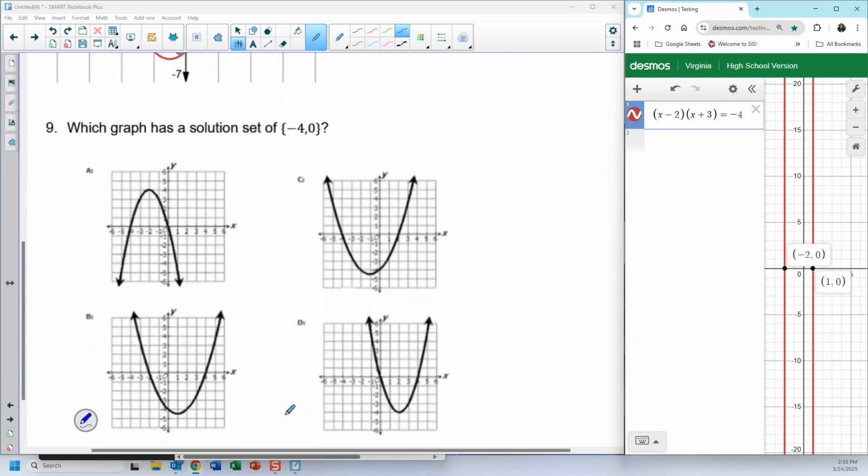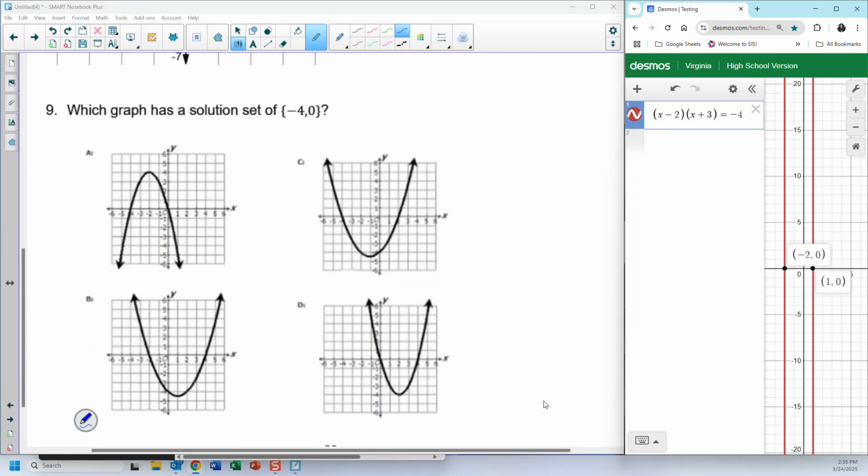All right. Which graph has a solution set of negative 4 and 0? Okay. Negative 4 and 0. It's A. This one is negative 4 and positive 2. This one is negative 2 and positive 4. This one is 0 and positive 4. So anyway, it's A.